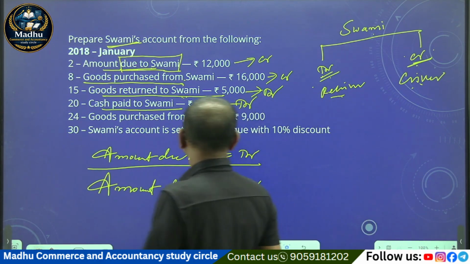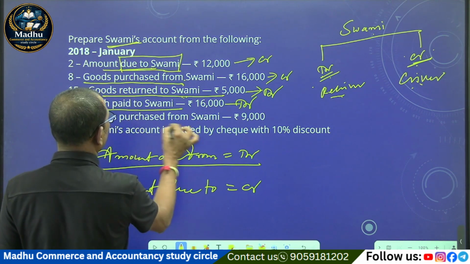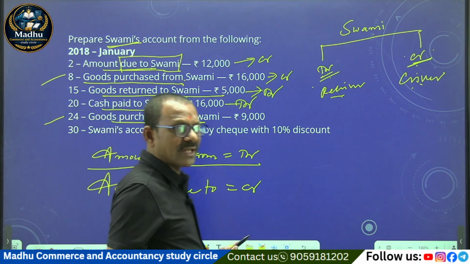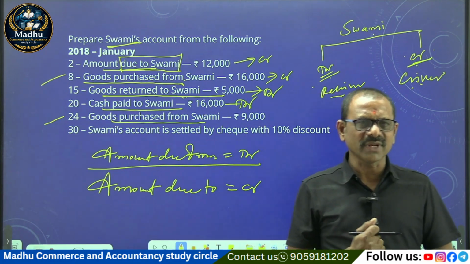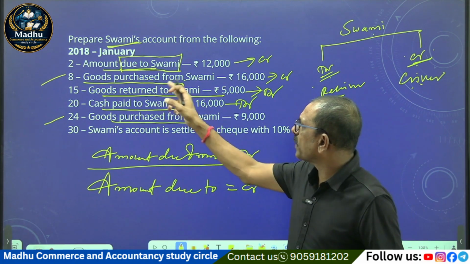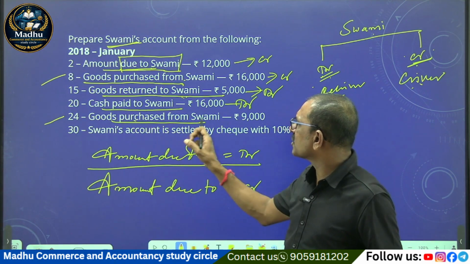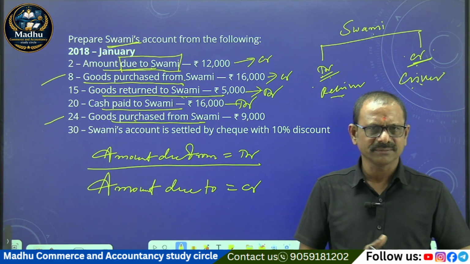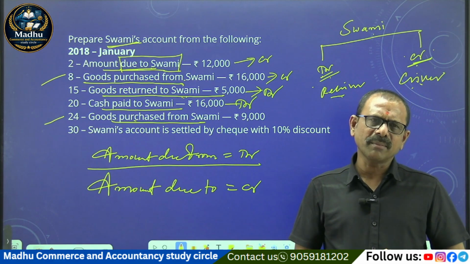Next, goods purchased from Swami. So here the 8th transaction and the 24th transaction are both the same transaction. No difference in this. Goods purchased from Swami, goods purchased from Swami. Same transactions may be repeated, or may not be repeated.